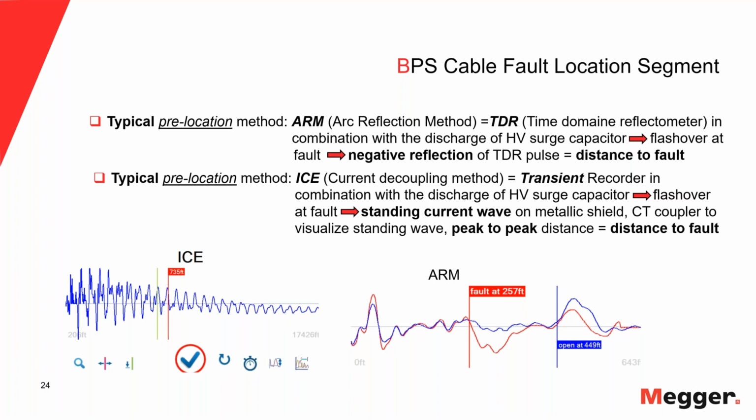If we have a 100-foot test lead, that means that fault is 635 feet out. So these are the two basic methods to do a pre-location for flashing faults. That's very important to understand. If I have a non-flashing fault, they don't work, and I need a different method, okay?